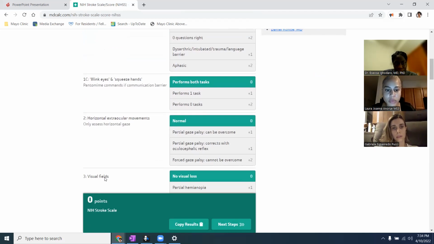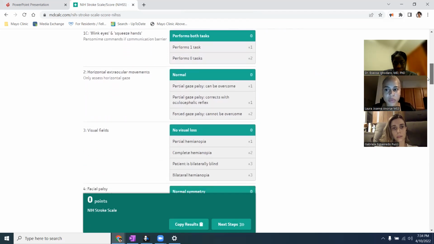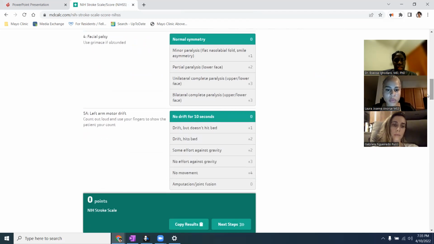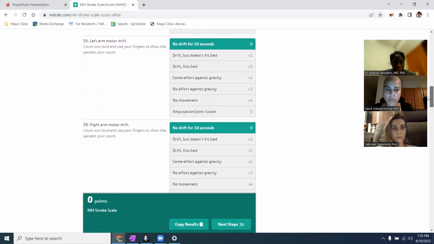Horizontal eye movements, visual fields. You're really only looking for, is there any evidence of hemianopsia? Smile, is there any evidence of face asymmetry? And then based upon what you find, that's how you score it. And then you do strength testing in the upper extremities and lower extremities, and you just ask them to hold their hands up. They have to hold it for 10 seconds in the upper extremities, 5 seconds in the lower extremities. Then you just kind of grade it.